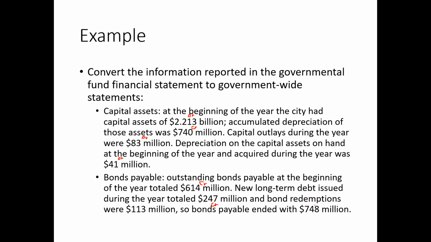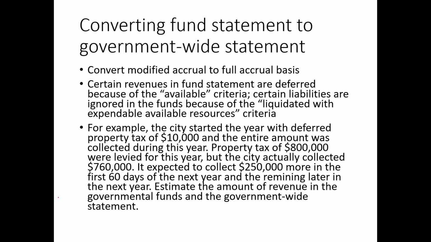Okay, and bond redemptions. Bond redemptions was reported as expenditures. Now we're going to debit bonds payable and credit expenditures. Right? So after these adjustments, both long-term assets and long-term liabilities will be ready to report.